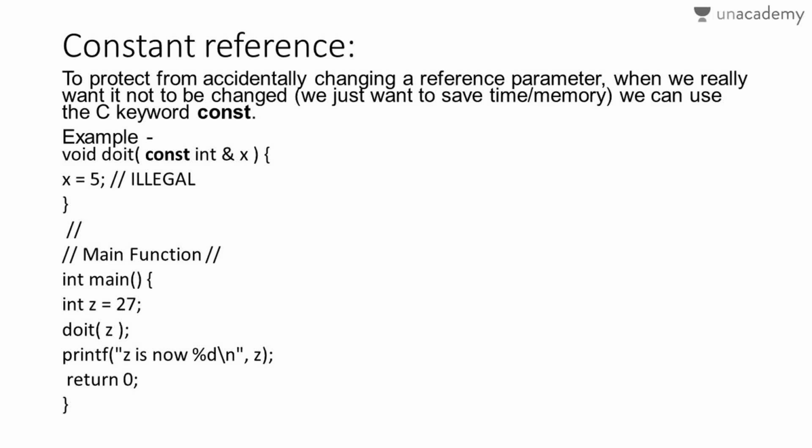The const keyword can be used for a function or for a variable, basically in order to keep the value the same, that is without changing the particular value. So this is an example of how the program works. Here we have the function void doIt, where the parameter is const int &x, and x equals 5, which is illegal. Then we come to the main function where z is there, and doIt of z and then print of z.